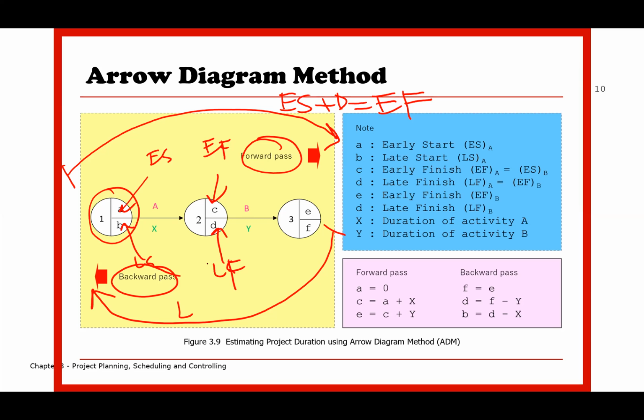When you want to calculate late start, it is equivalent to late finish minus duration. So you subtract the duration, and that exercise we call the backward pass. What you want to get is basically the late start, the other way around.